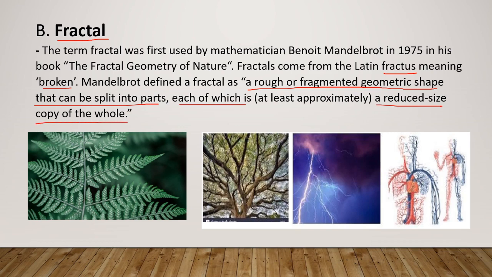So, for example, in this picture, if this part of the plant is this way, we expect that the entire plant will look like this as well. Okay? Another example is this tree. So if we will take a look at one branch of the tree, then we expect that the entire tree will look exactly the same.